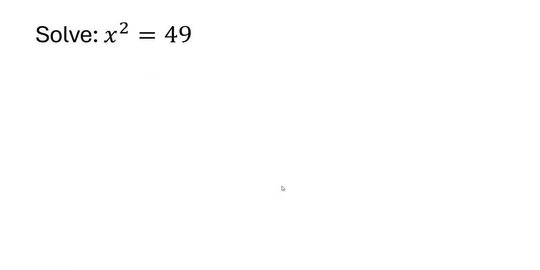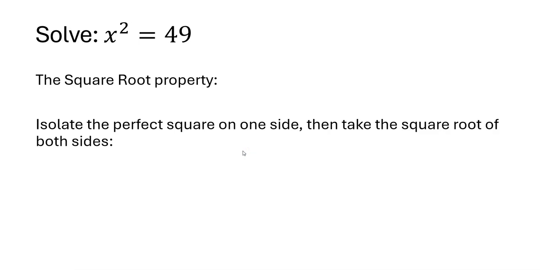Let's think about x squared is 49. Using the square root property, that means we're going to isolate the perfect square, the variable perfect square, on one side, and then we're going to take the square root of both sides. So if I have the square root of x squared, that's going to give me plus or minus the square root of the numeric piece. We know that the square root of x squared is x, and then the square root of 49 is 7. So x could be both positive and negative 7.